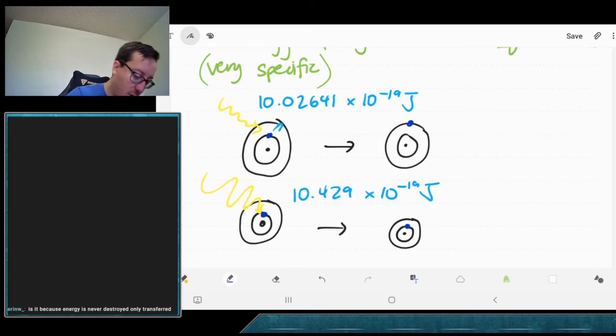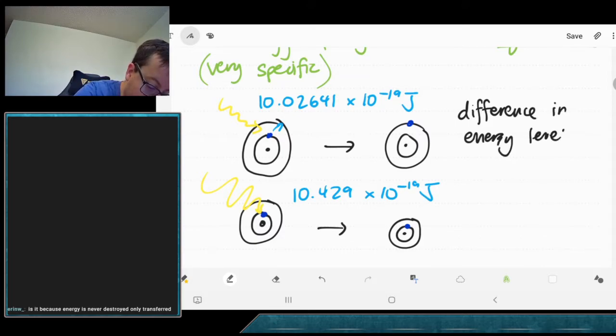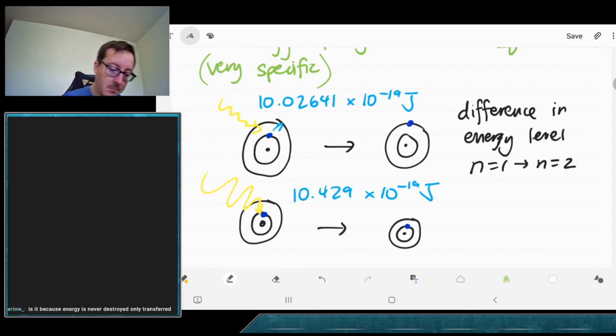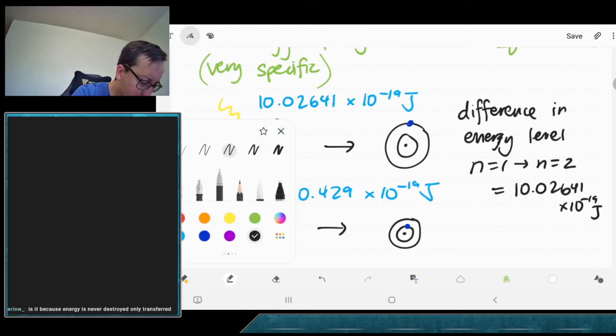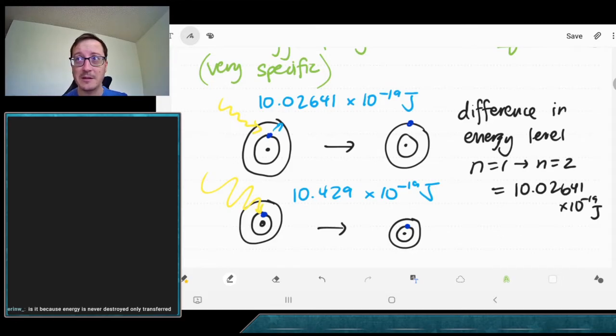And that energy corresponds to the energy difference in the levels. We see that the difference in energy level for this atom, from going from n equals 1 to n equals 2, from the first ring to the second ring, would be equal to that difference there. And again, these are totally made up numbers, so don't remember these numbers, but the point is the energy of the light that it absorbed is equal to the energy difference between those two levels.